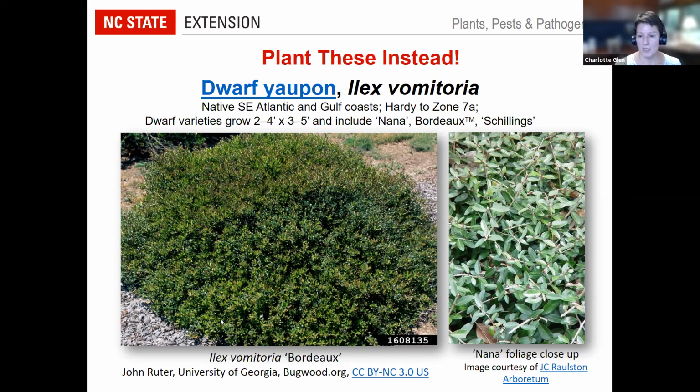So you see in the picture, one of the popular varieties, Bordeaux, has a little bit of a reddish tint to the new growth. Close up of the foliage on Nana, just these small green leaves, and they have that alternate arrangement on the stem. So the toughest of the tough, dwarf yaupon.